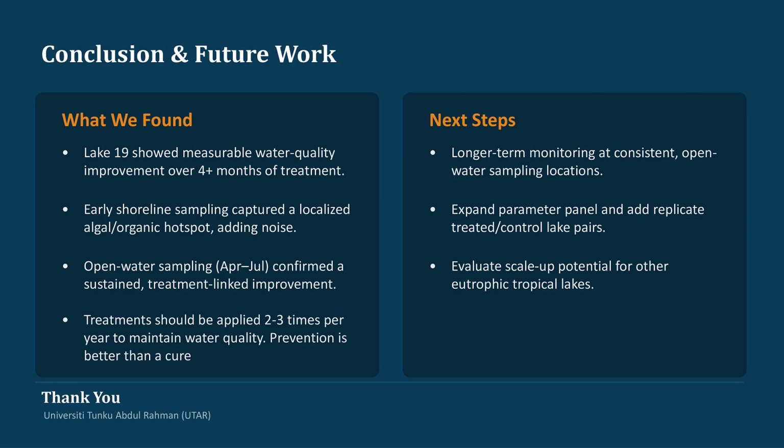In conclusion, Lake 19 showed measurable, sustained water quality improvement over 4 months of treatment once we accounted for early shoreline variability. We recommend longer-term monitoring at consistent open water sites to further validate these findings. Treatments should also be applied 2 to 3 times per year to maintain water quality, as prevention is better than a cure.